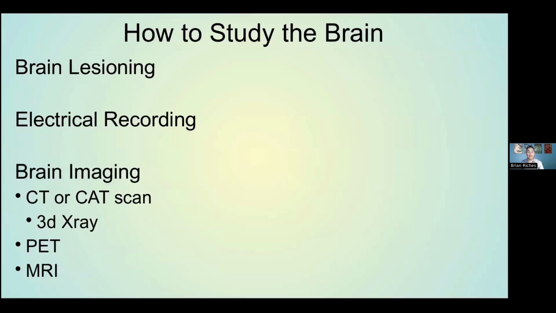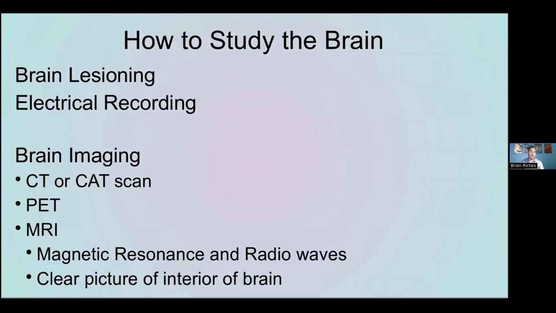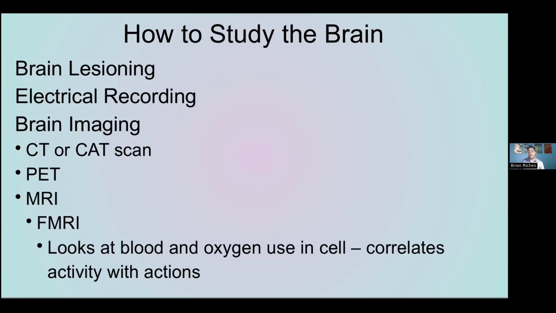So CT or CAT scans are basically a 3D X-ray, and then PETs look at glucose use by cells, which tells you which cells are using more energy and tells you what's being active at that time. MRIs use magnets and radio waves to look at the interior of the brain, as well as seeing with fMRIs what cells are using more blood and oxygen.